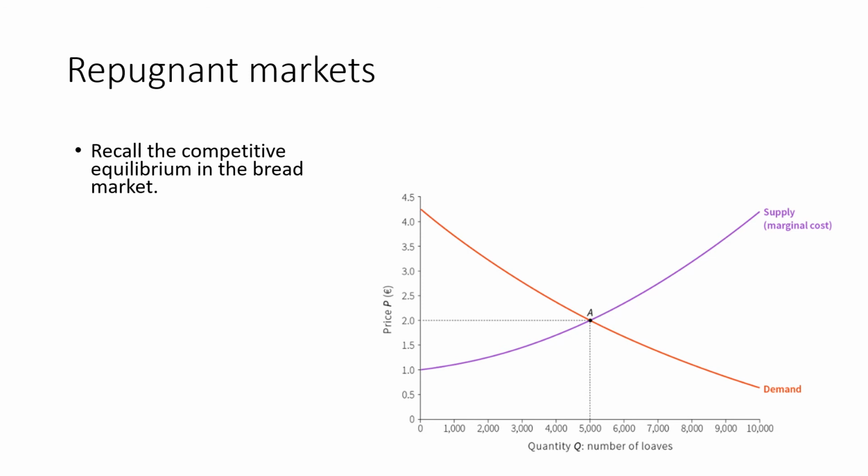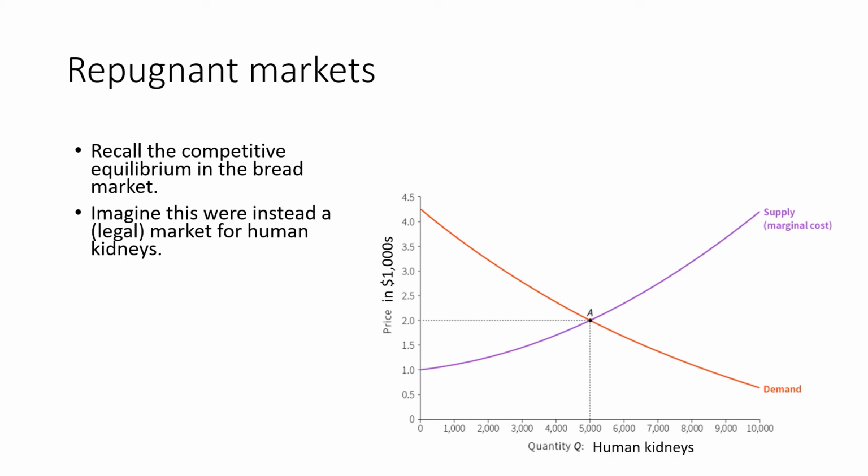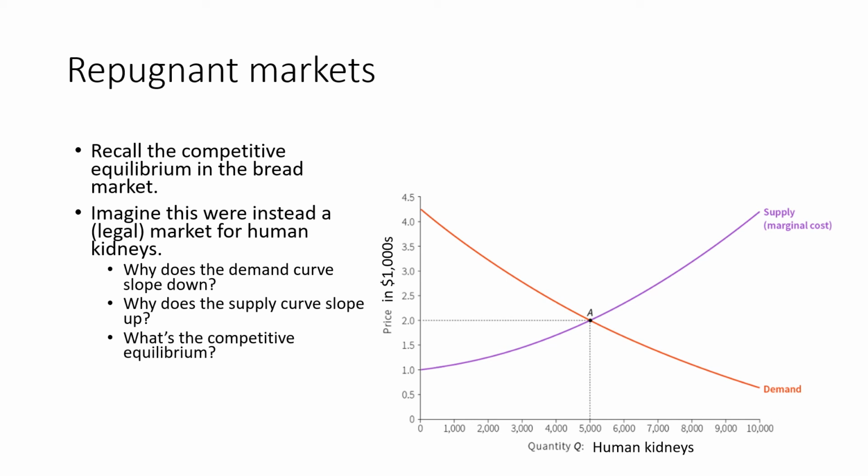Repugnant markets. Recall the competitive equilibrium in the bread market. Imagine this were instead a legal market for human kidneys. Why does the demand curve slope down, and why does the supply curve slope up? As we said before, the supply curve slopes up because as price increases, the quantity that suppliers are willing to sell also increases. The demand curve slopes down because as price increases, the quantity demanded by consumers decreases.